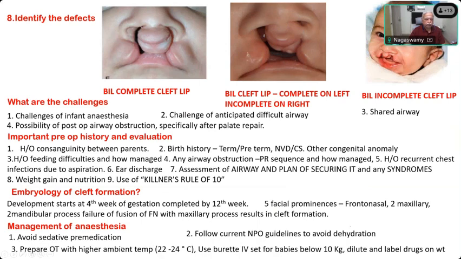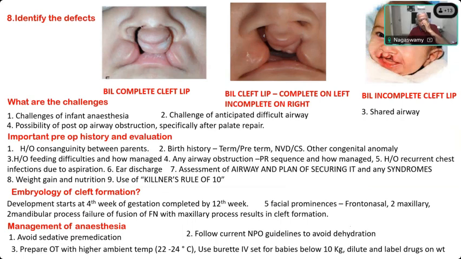Prepare OT at a higher ambient temperature. Commonly, as I told you earlier, it will be 16 to 18 for adult patients. But for pediatric cases, it is better to have the temperature between 22 to 24 and use burette IV sets for babies below 10 kg, so that you can give the correct fluid. What is the formula that you use for IV fluid replacement? Holiday Segar formula, 4 to 2 to 1.